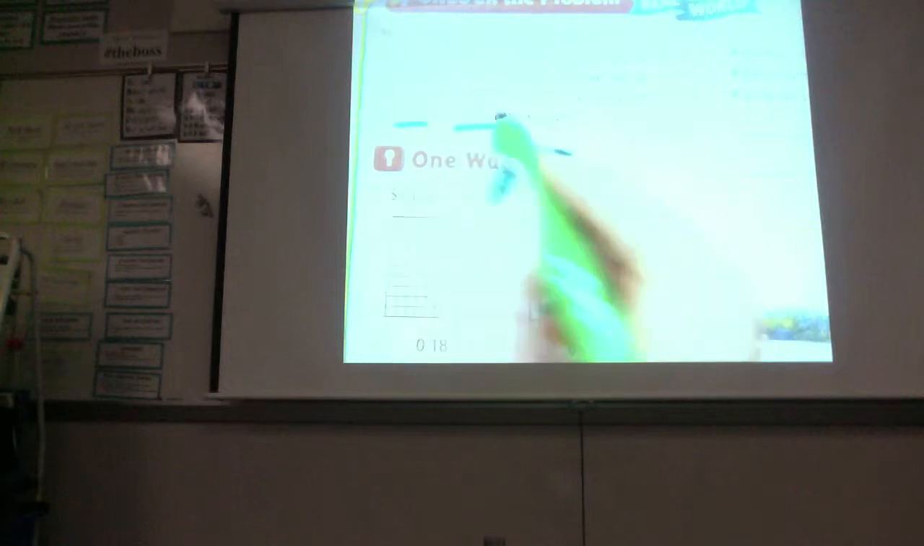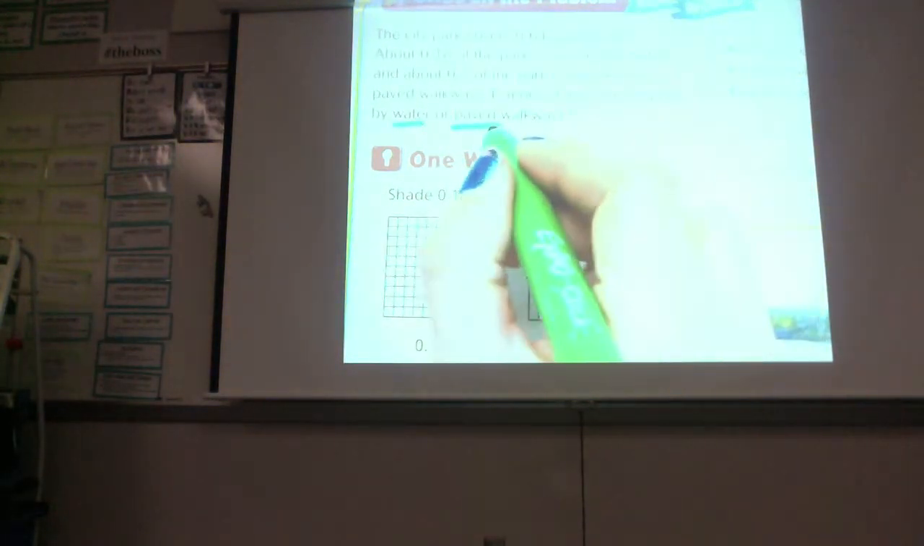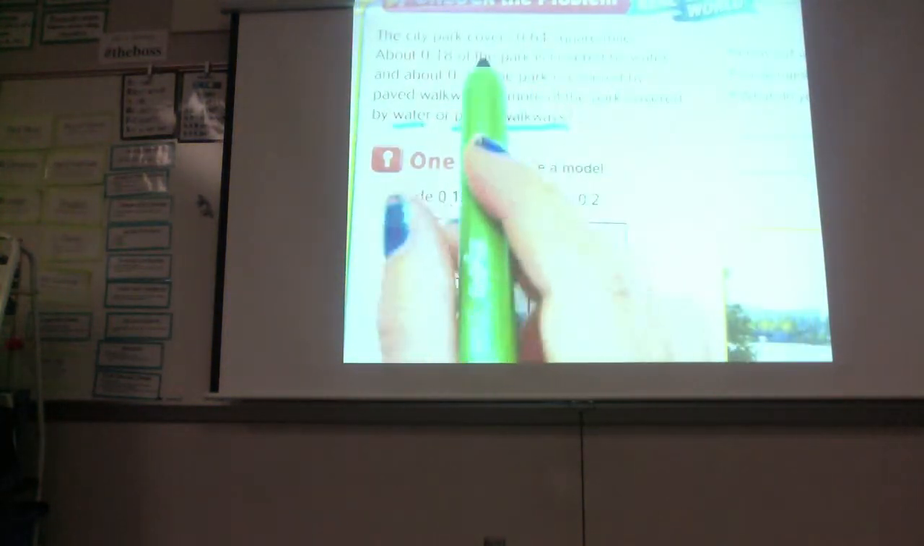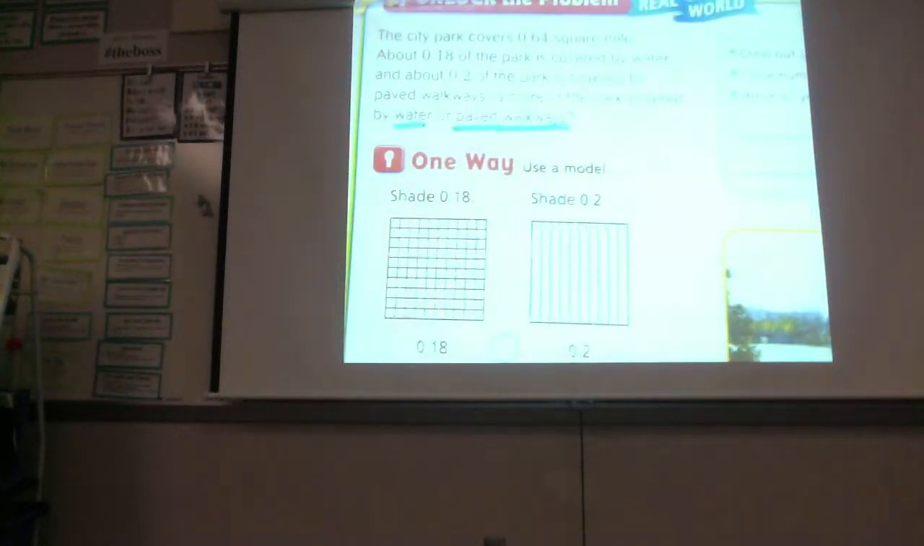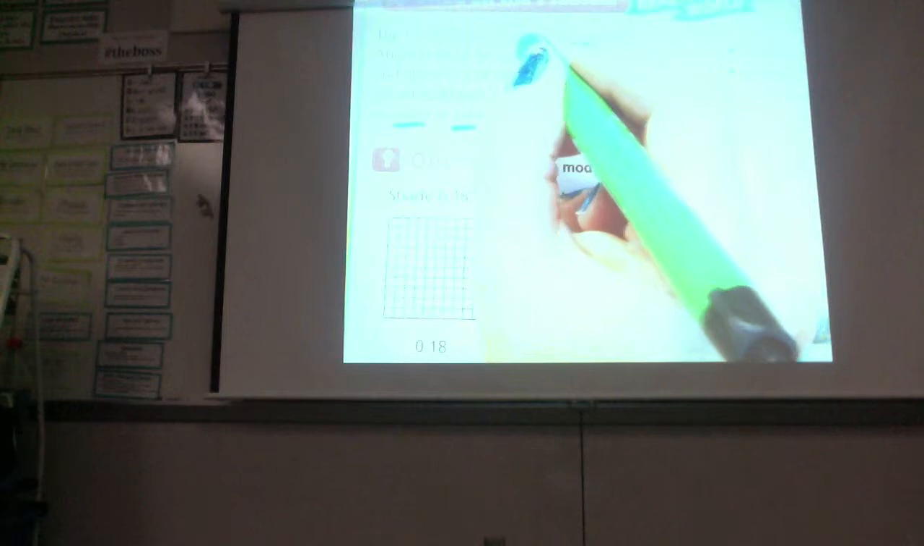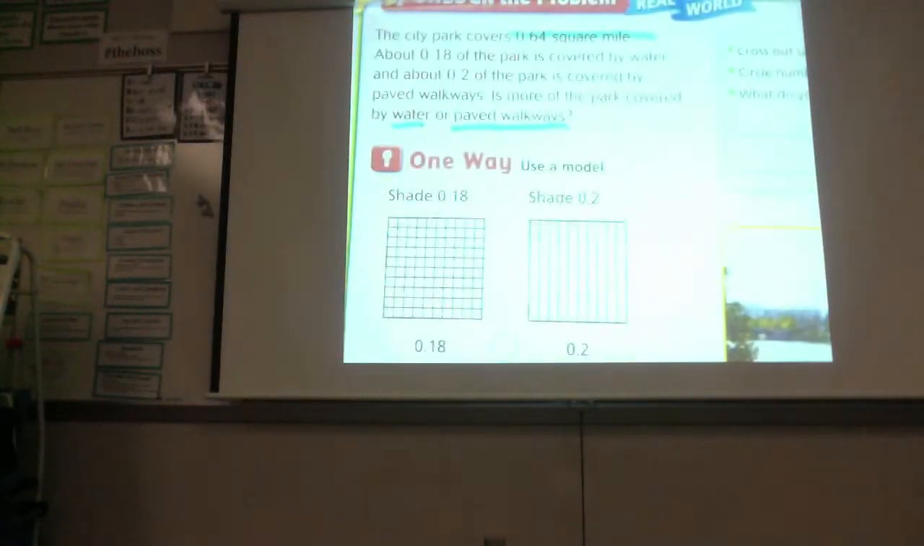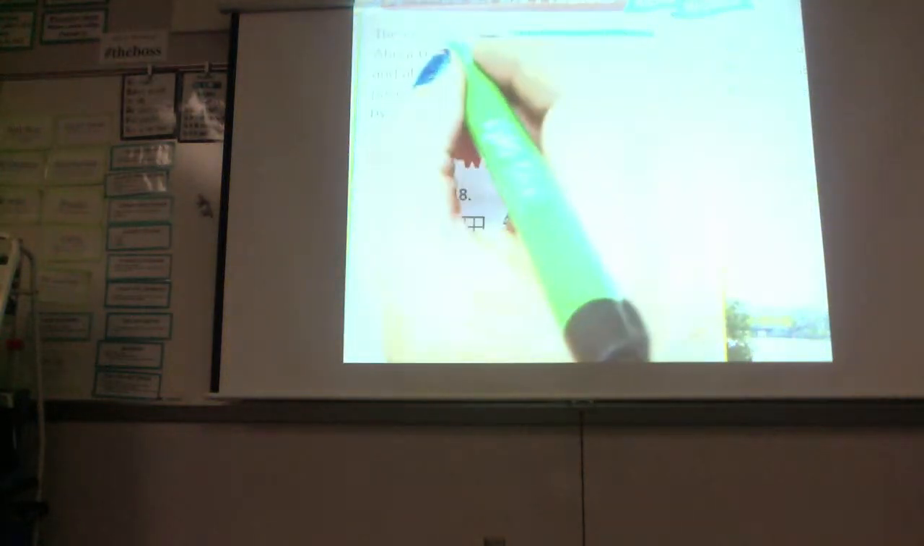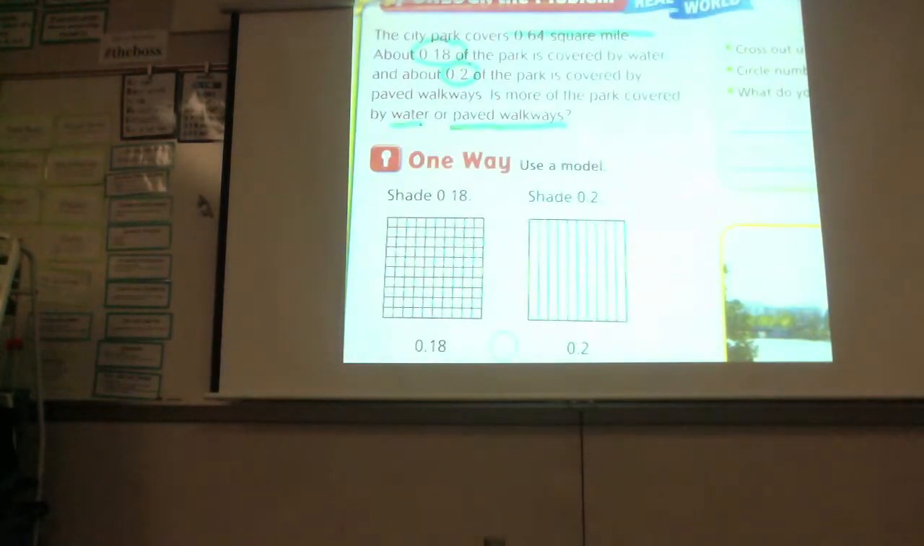Okay, so we're comparing the water and the paved walkways. So there's more information than that in this problem. Who could tell me what the extra information is? What's the extra information, Malia? The top where it says city park covered 0.64 square miles. Correct. If we are just comparing how much of the park is covered by water and how much is covered by paved walkway, the area of the park doesn't matter. So I'm going to cross that information off because I don't want to get confused by those numbers. The numbers I do want to use are 1/1800ths and 2/10.